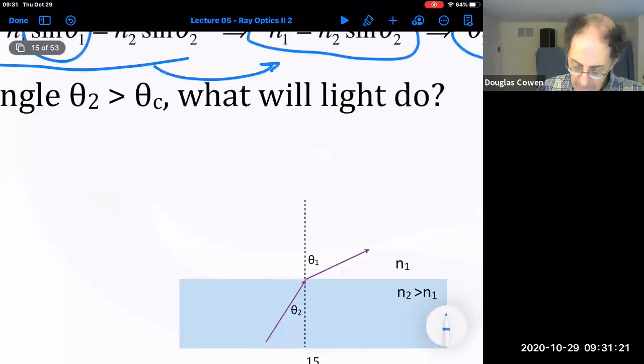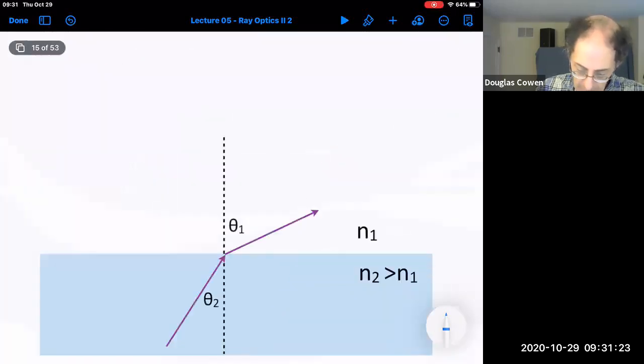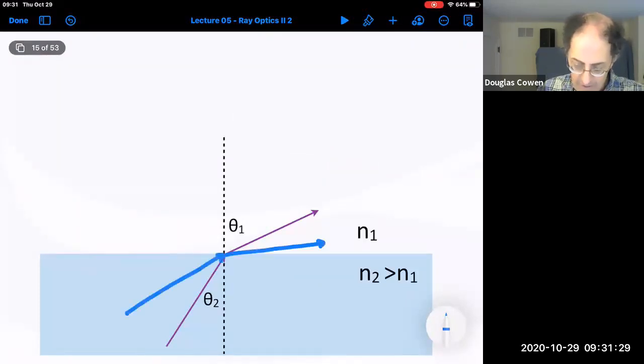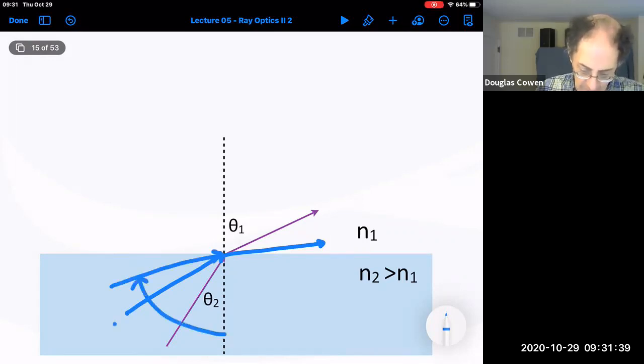So if we're looking over here at this diagram down at the bottom, what I'm asking is, okay, I increase theta 2 over to this value, and I get some light refracted out. What happens if I go over to here, above theta c? So this angle theta is larger than theta c. What happens to the light?